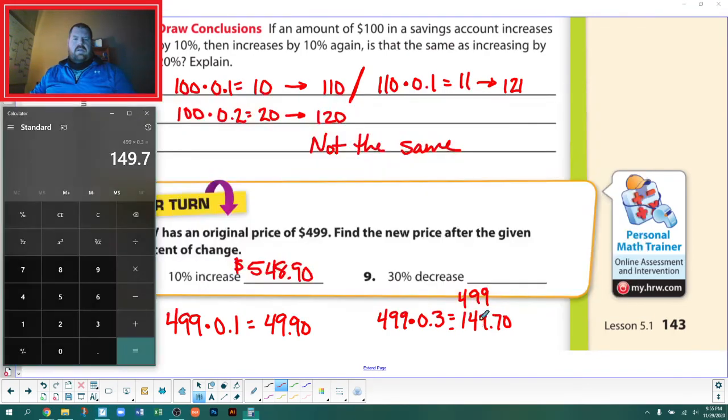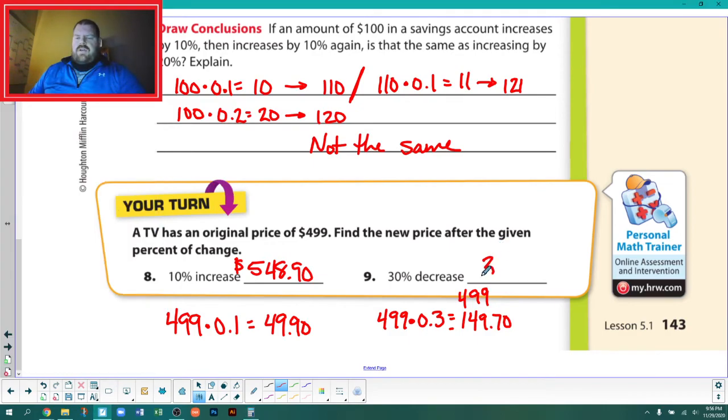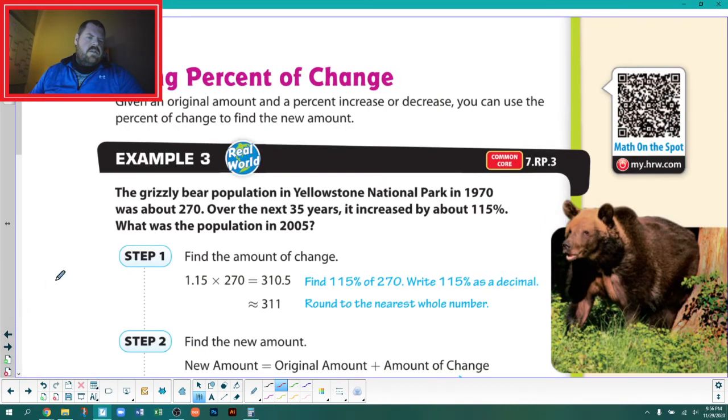So let's go ahead and look at that. Let's take $499, subtract 149.7. I messed that up, I'm sorry. $499 minus 149.7. And so now it costs $349.30. And there we go. I believe that's it. It is.